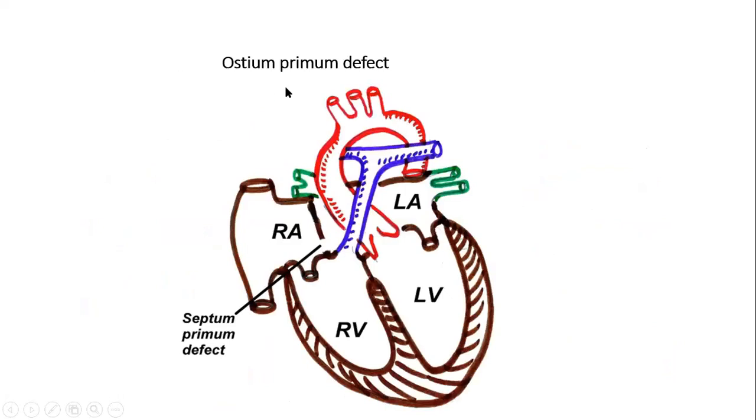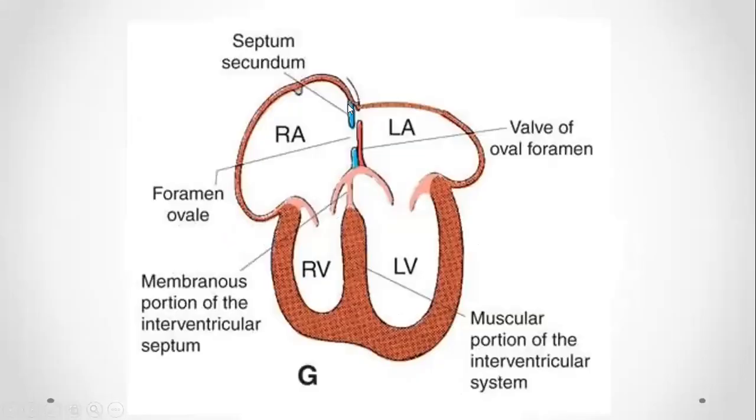So this is one more condition, the ostium primum defect. We have seen the ostium secundum. So this is the septum primum defect or the ostium primum defect. Here this is the patent foramen ovale, where the foramen ovale will be open till birth, between the right atrium and the left atrium. This is the septum primum, this is the septum secundum. Now there is formation of the foramen ovale, which closes after birth.